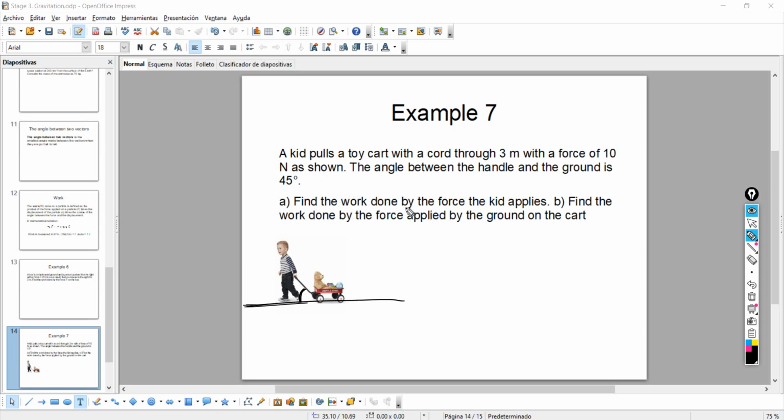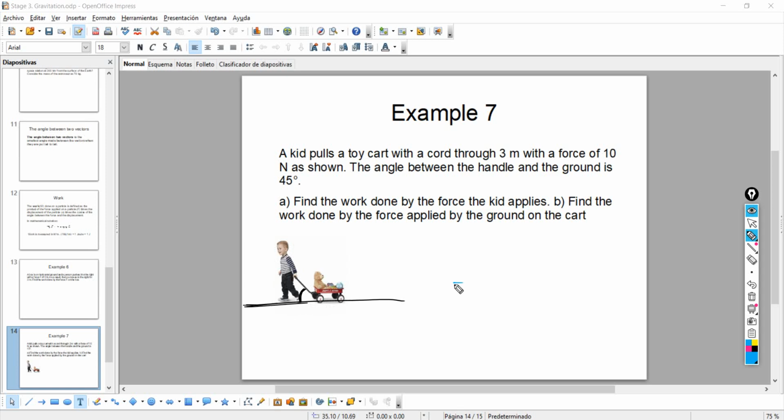Question A, find the work done by the force the kid applies on the cart. Okay, one suggestion, guys. When you have images like this, the best thing to do is to represent all of this in a little diagram, but in a more simplified version. Like, for example, we don't really care about the kid or the wheels of the cart or all the objects that are inside the cart, etc. We don't care about all those things. Let me tell you how you can actually abstract all of this phenomenon in a very simple diagram.